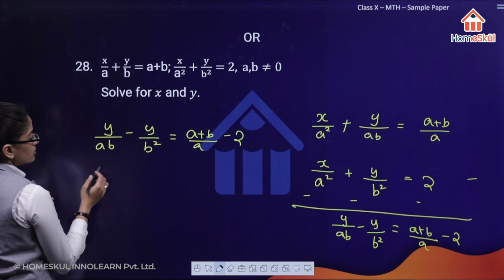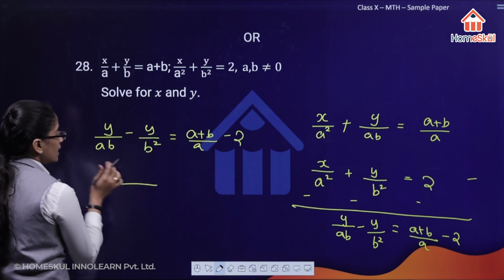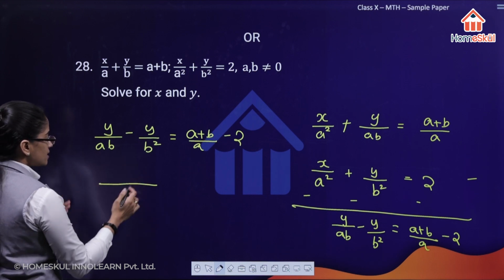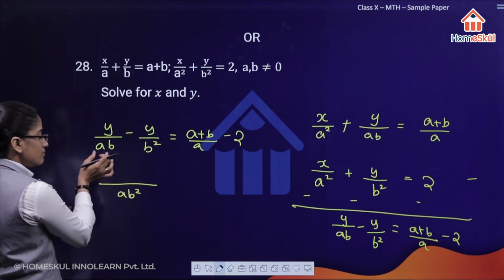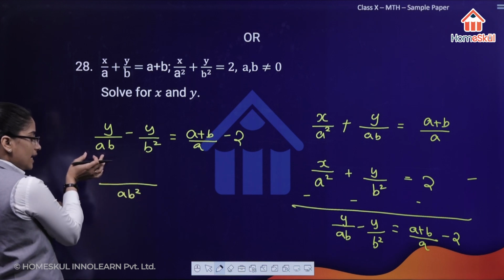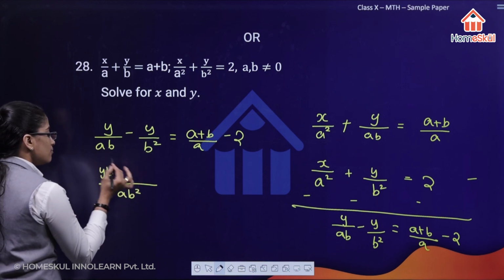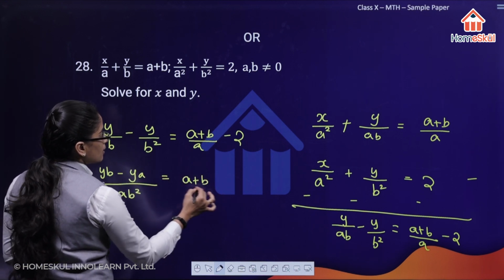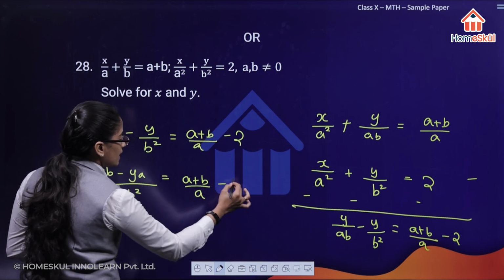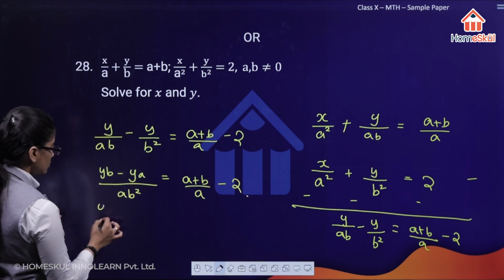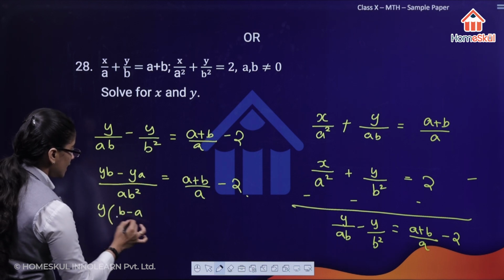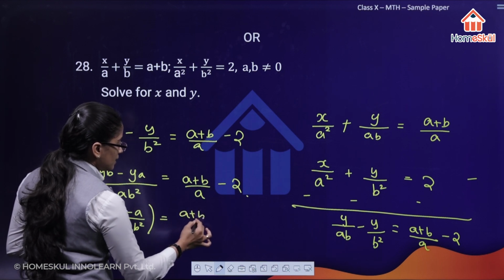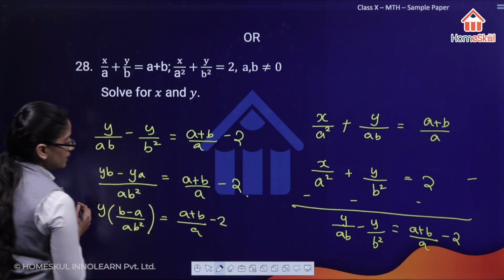So, taking y common, or taking the LCM, what will we be getting? ab and b square. The LCM will be ab square, isn't it? So, ab square by ab is b. So, yb minus ya is equal to (a plus b) by a minus 2, right? Taking y common outside, we will be getting (b minus a) by ab square is equal to (a plus b) by a minus 2, right?